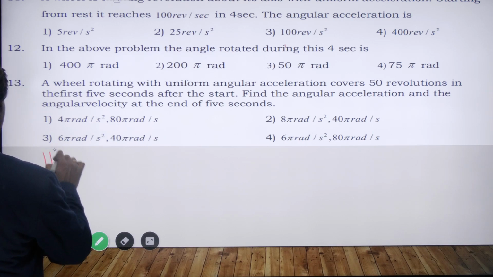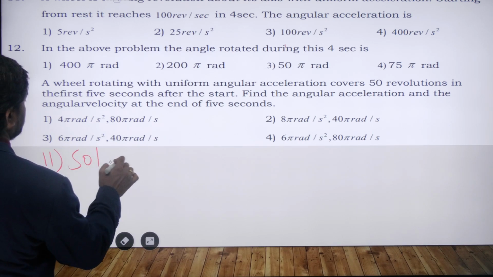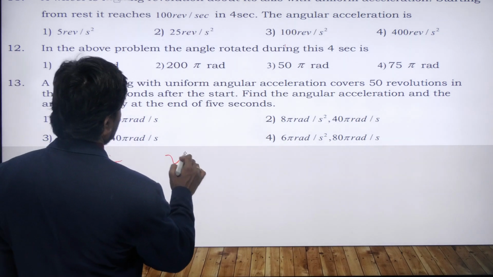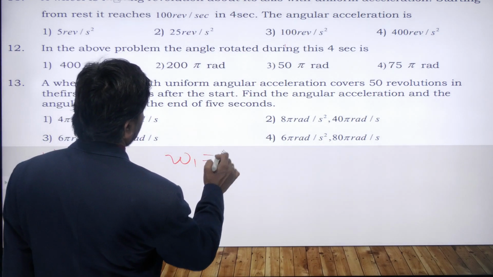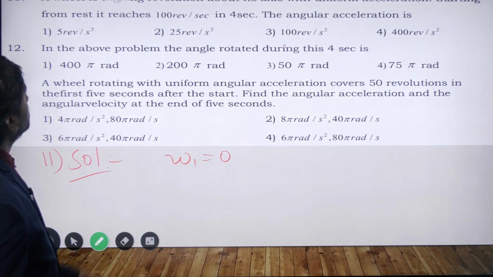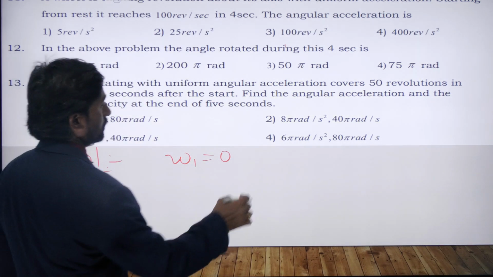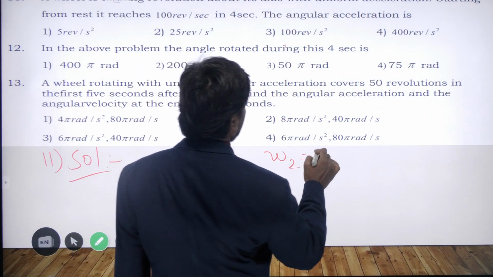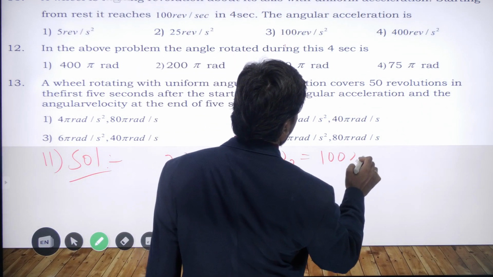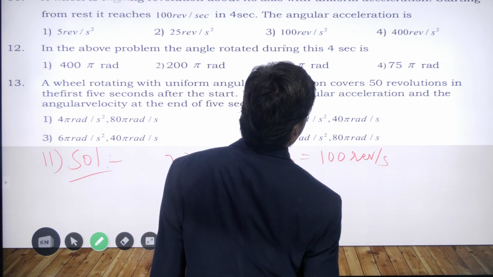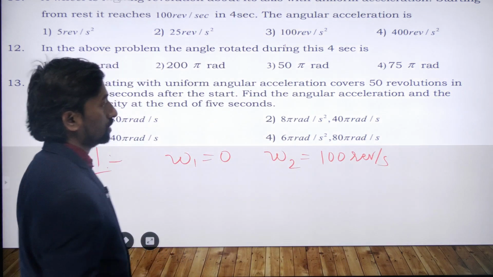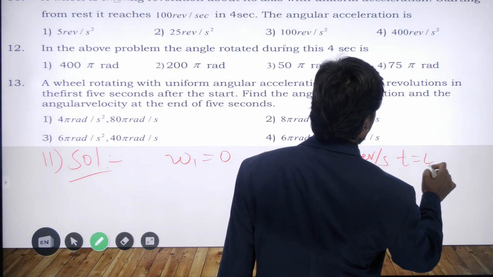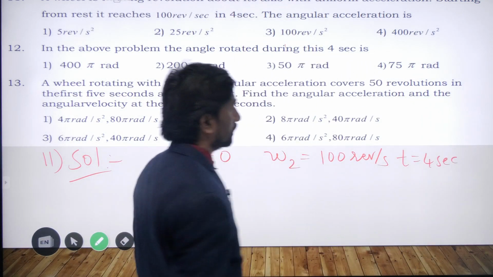So 11th solution. It is starting from rest means omega 1 is equal to 0, and it reaches angular velocity omega 2, which is 100 revolutions per second. And how much time has it taken? It has taken 4 seconds. T is equal to 4 seconds.